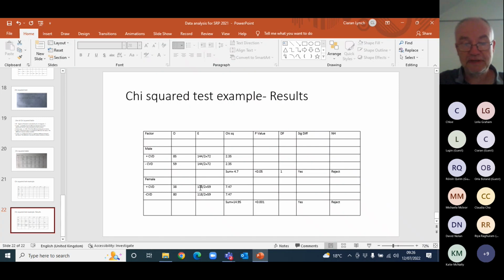And then for the females, I did exactly the same. Observed minus expected squared divided by expected, 7.47. Observed minus the expected squared divided by expected, 7.47. Sum of 14.95. Degrees of freedom 1, 14.95. Much bigger chi-squared value, right off the end of the row, because the biggest value we have is 10.83. So our p-value is less than 0.001. Significant difference? Yes. What would we do to the null hypothesis? Reject it.